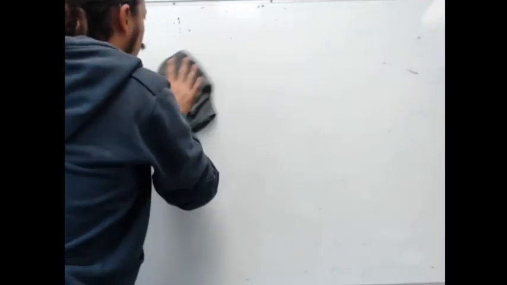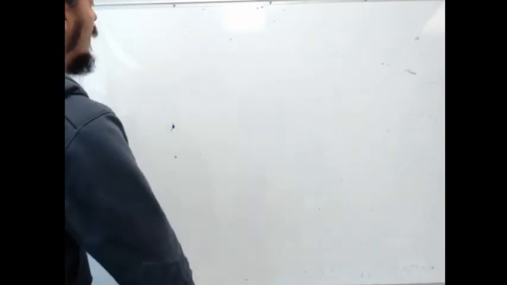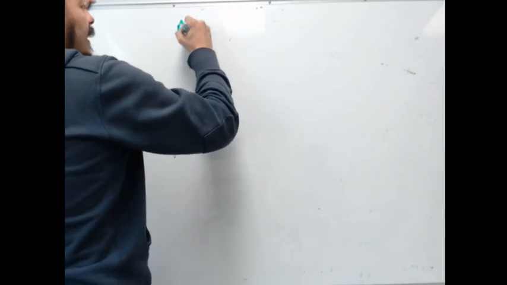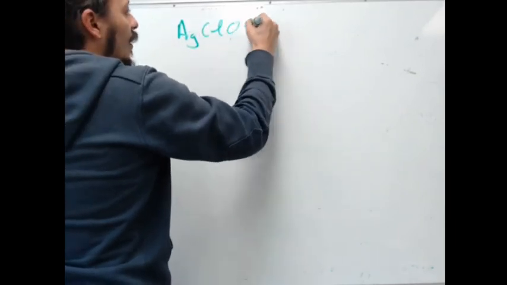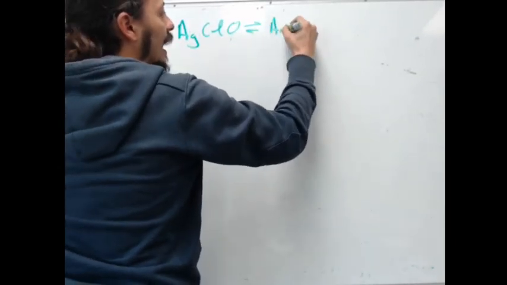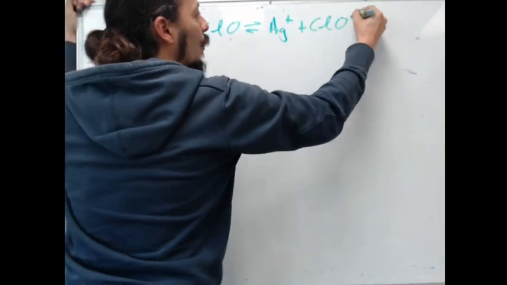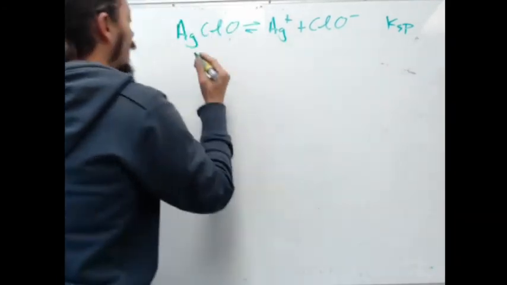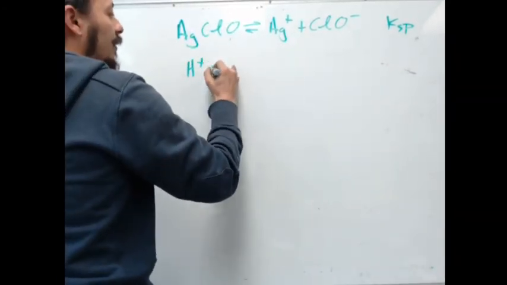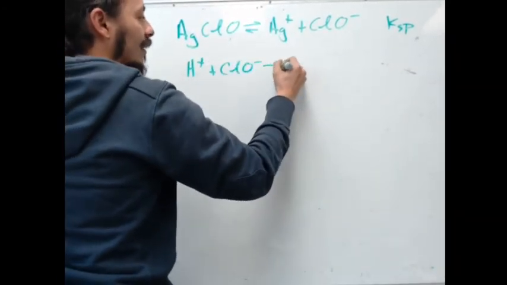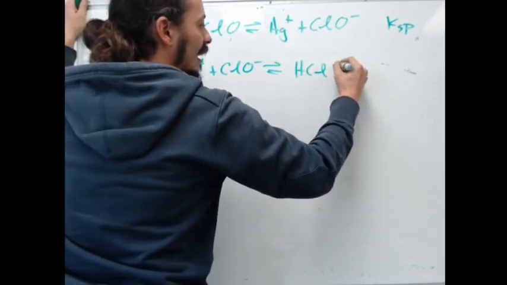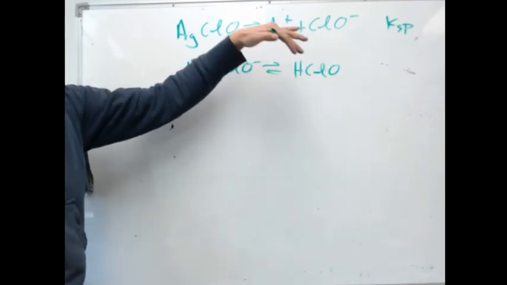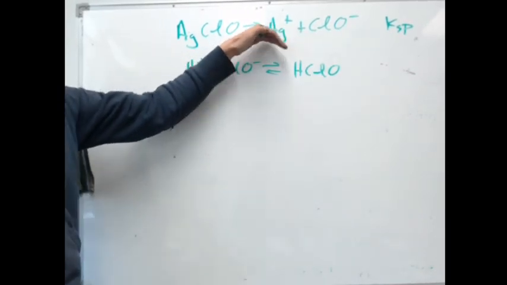So if we looked at this, we would look at it in two steps. AgClO is going to have some equilibrium to go to Ag+ and ClO-. This is going to have some Ksp associated with it. And then I'm going to have H+ and ClO- going to HClO. Now my question is, how much of this is going to form? Because this forming is what's going to affect the solubility.